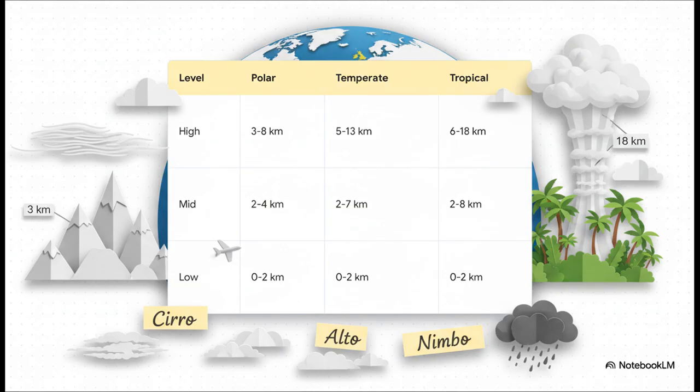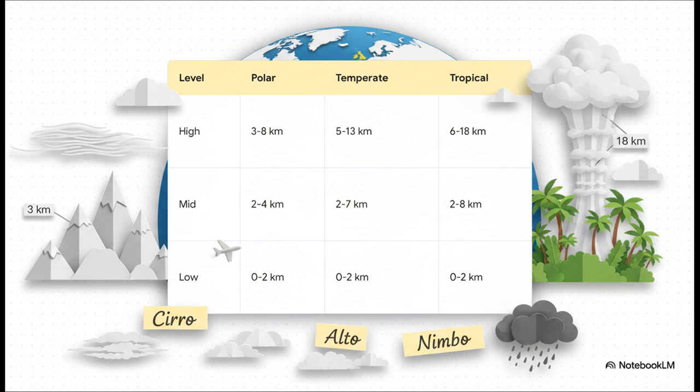For high clouds, the ones with the cirro prefix, if you're freezing in the polar regions, you might spot them as low as 3 kilometers up. But down in the tropics, you probably won't see them until you hit like 6 to 18 kilometers. Meanwhile, your low clouds, your classic cumulus and stratus, they mostly just stay parked from the surface up to about 2 kilometers, no matter where you are on the globe. Memorizing these prefixes, like cirro for high, alto for middle, and nimbo for rain, these are literally your cheat codes for visual navigation.